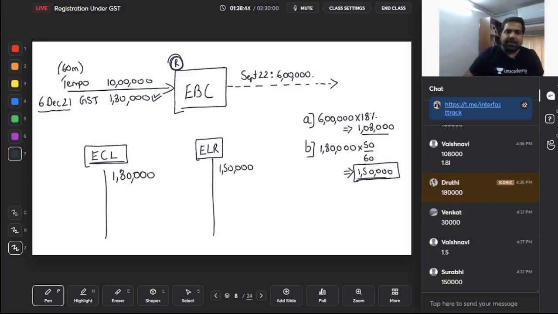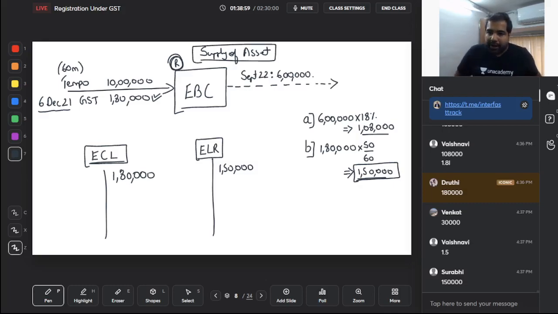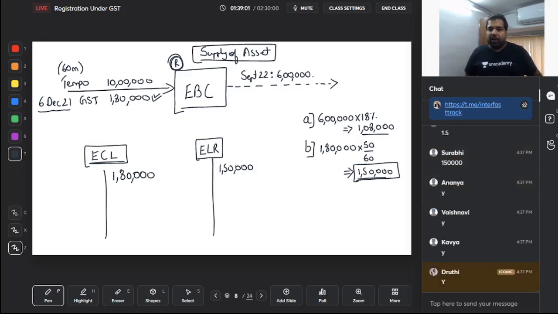I repeat this, guys. This is sale of an asset. They don't call it sale, they call it supply of asset. Everyone watch out carefully and please tell me answers in the chat box. Guys, did you buy a tempo for your business purposes and did you pay GST of 1,80,000? Did you get the full credit on the same day? Yes, with a promise that you're going to use it for how many months? You're going to use it for 60 months.